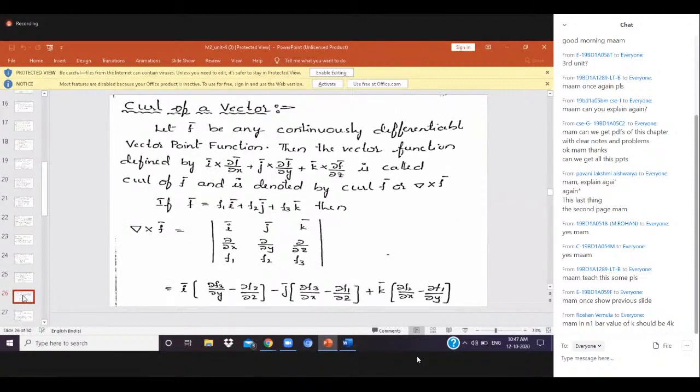Then coming to the curl of a vector. A curl is also defined for the vector point function. Divergence and curl are defined for vector point functions, and only the gradient is defined for a scalar point function. So here, one definition is like this: f bar is any continuously differentiable vector point function.